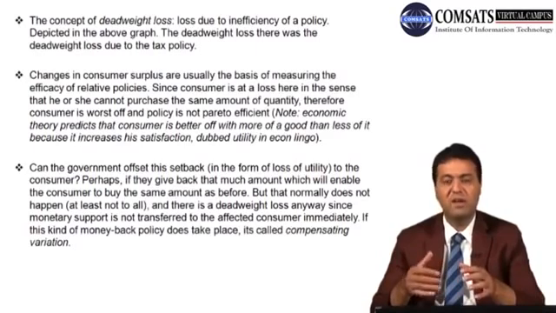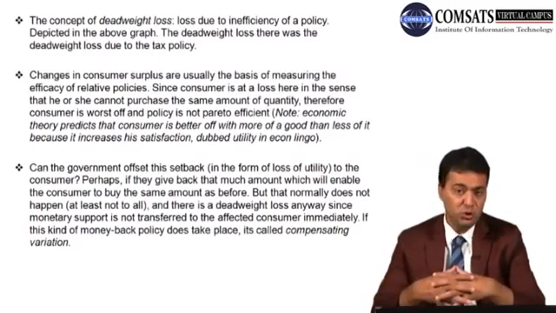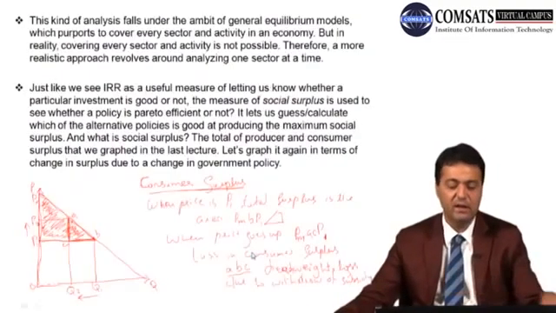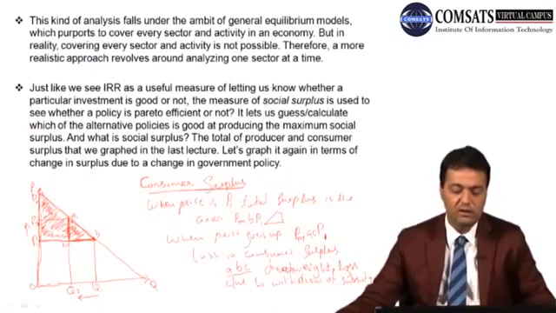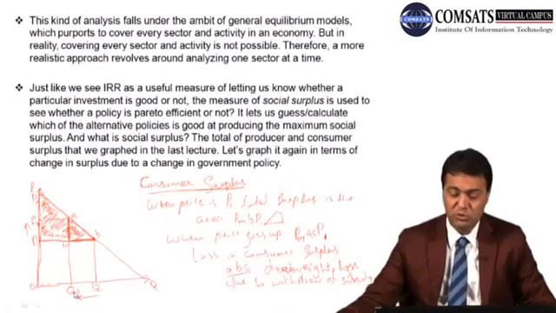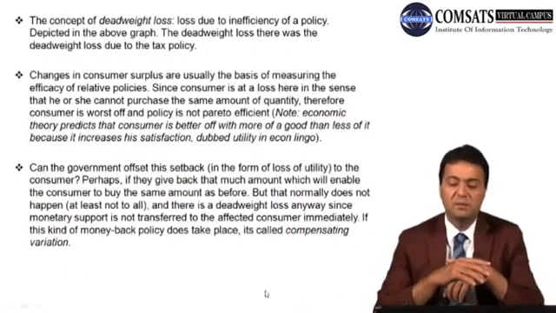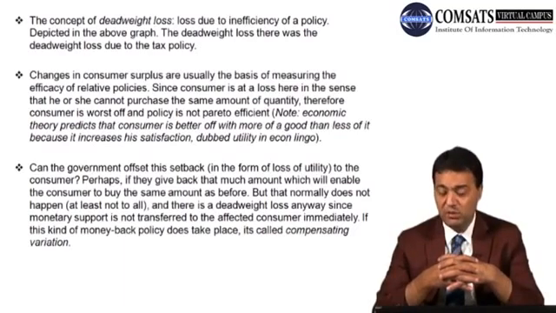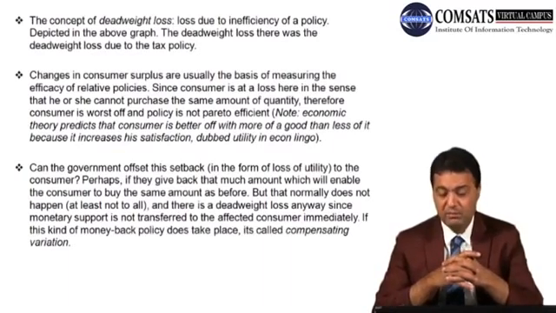So what happened over here, what I showed you in the graph, is that you are having less of a quantity. Let me show it again. This one, see, from Q1 you move to Q2, you are consuming less of a quantity at a higher price. So that is a loss to you. So that is considered harmful for a consumer. That's at least what economic theory says. Can the government offset this setback in the form of loss of utility to the consumer? Perhaps it can. If they give back that much amount which will enable that consumer to buy the same amount as before.